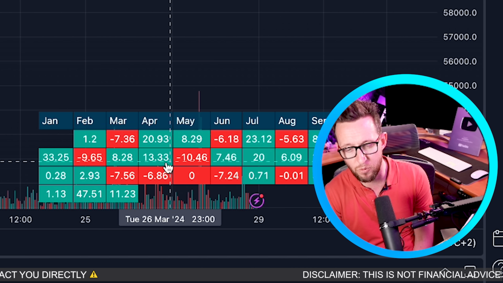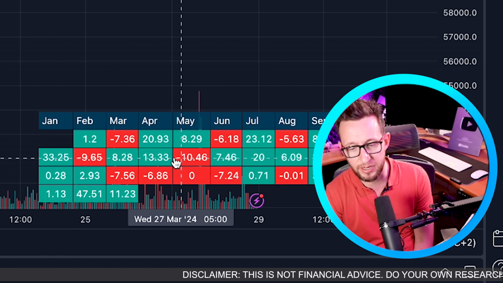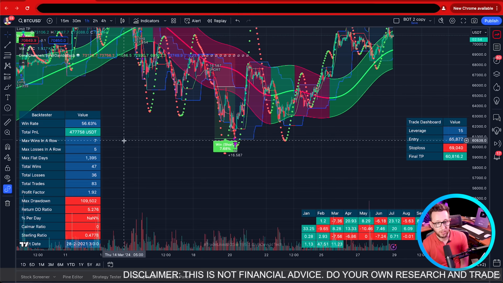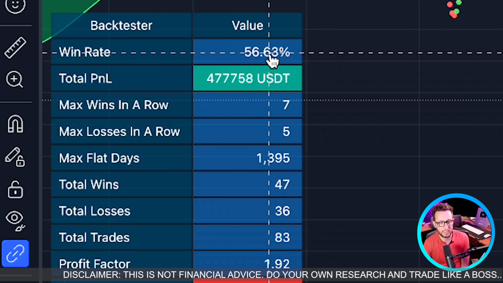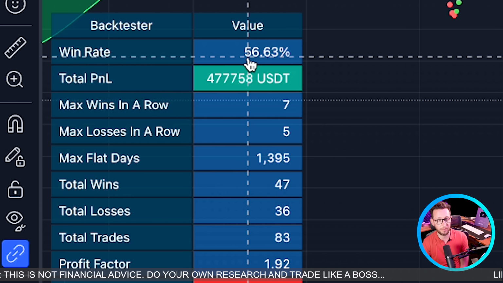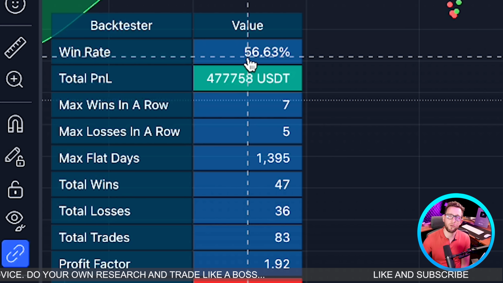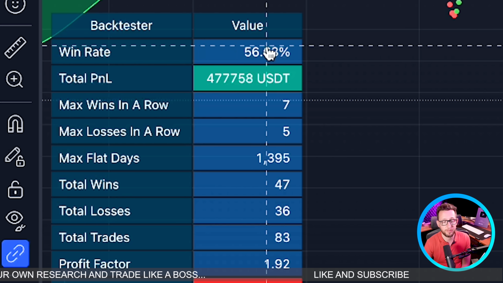I would have to look at why so many months were in the red, but as you can see, in general, it is quite profitable. We have a 56.63% win rate, which is very good. Anything above 51%, depending on the risk reward, but generally I aim for 51%.